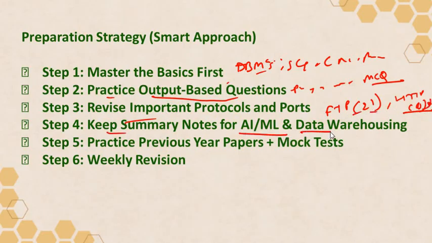Then for AI, ML, and data warehousing, you can make summary notes, because you don't need to go deep. You can just focus on the models, the definitions, the use cases of those models, and the tools like TensorFlow and scikit-learn, and how these tools work. Other than this, you can practice previous year papers, so that you can analyze the previous year questions. Mostly the questions are based on conceptual knowledge and scenario-based questions.